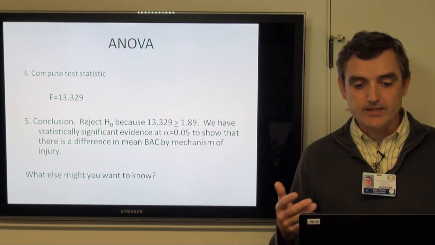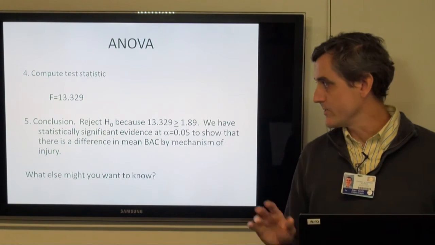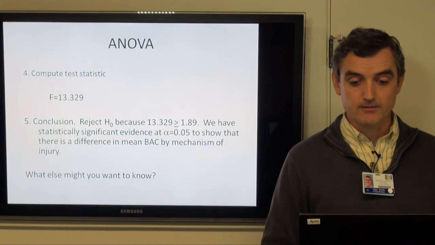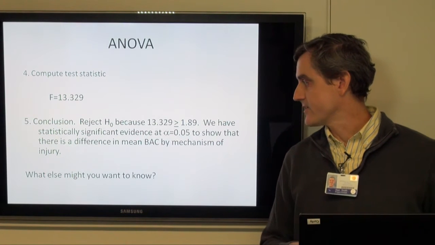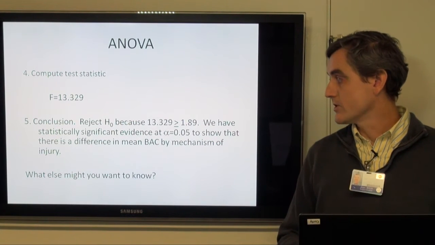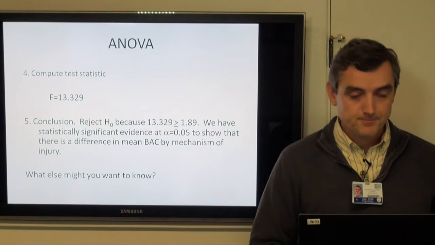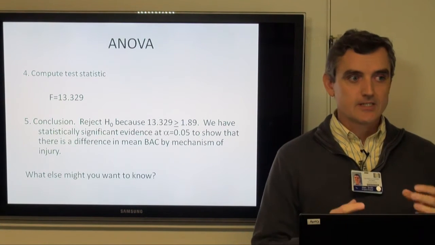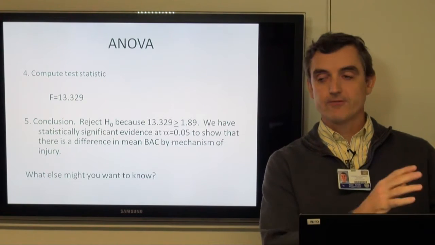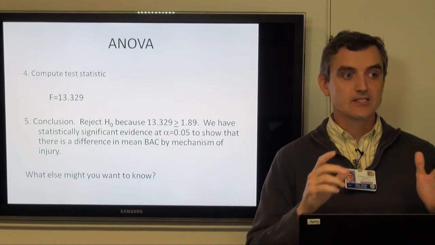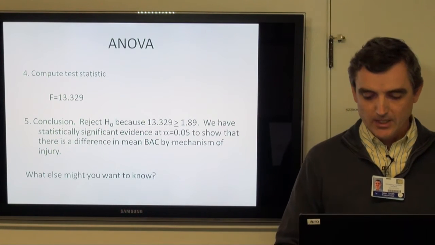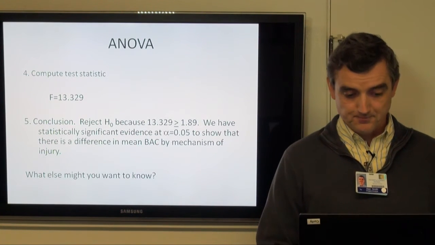Okay, and we can reject our null hypothesis because we have a very large F statistic, and we do have significant evidence to show that there is a difference. Unfortunately, that's all the analysis of variance itself can tell you, is that yes, there's a difference there somewhere, but it doesn't say where. It just says you have a significant difference somewhere within these groups.